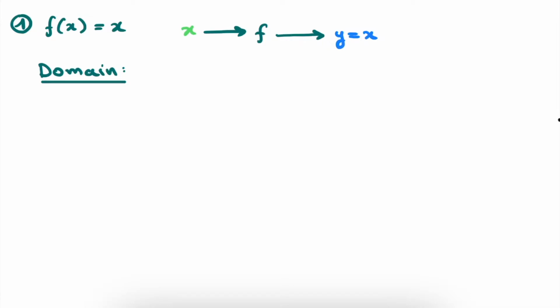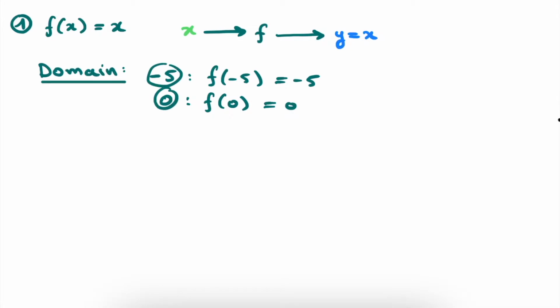Or in other words, think if we can find any x for which this function simply cannot give a valid output. For instance, let's try a negative number, let's say -5. This means that f of -5, well, the function simply returns the input itself, will simply be -5. Alright, so let's take 0 for example. So f of 0, well, will simply be 0. And we quite quickly see that any number that we use as an input is simply the output.